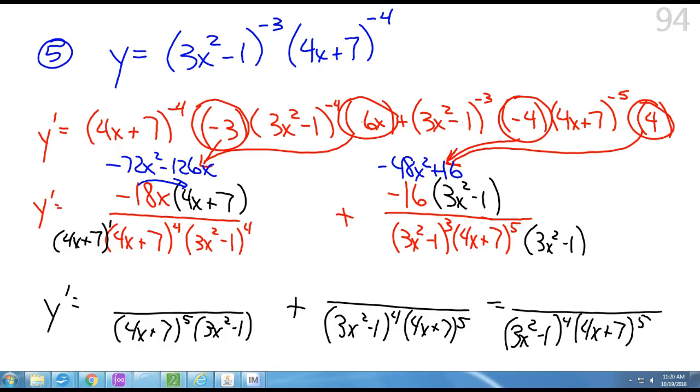So I can just jump to the end now. How many x squareds do I have? Negative 120. Negative 126x. And 16.